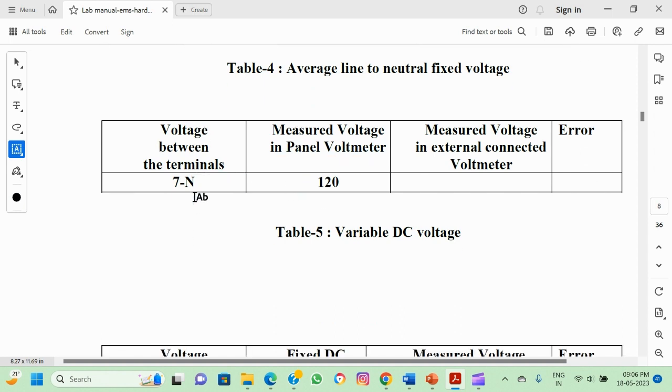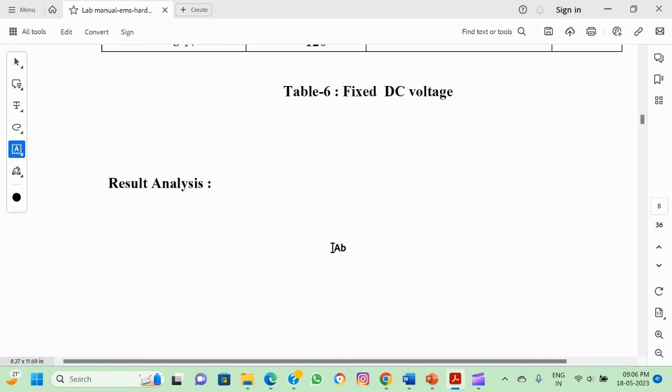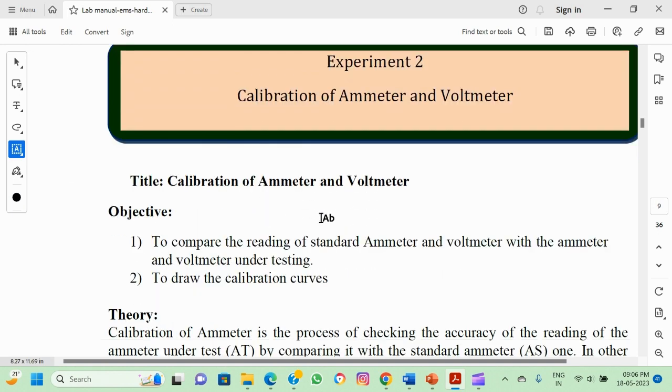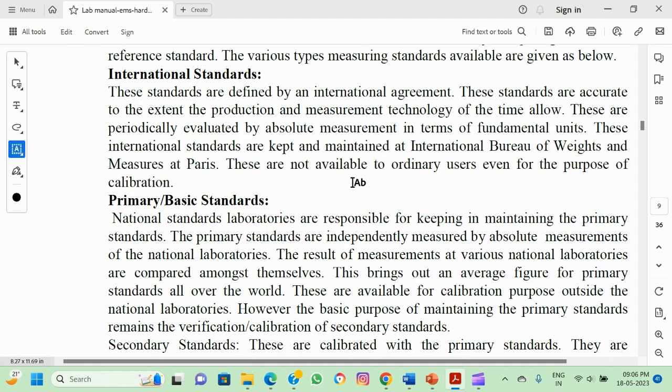Then we will connect one voltmeter between 7 and n. We will take the voltmeter 8 and n, and we will take the 1 voltmeter. So this is our first experiment. Okay. Now coming to the experiment 2, here we will calibrate the ammeter and voltmeter.